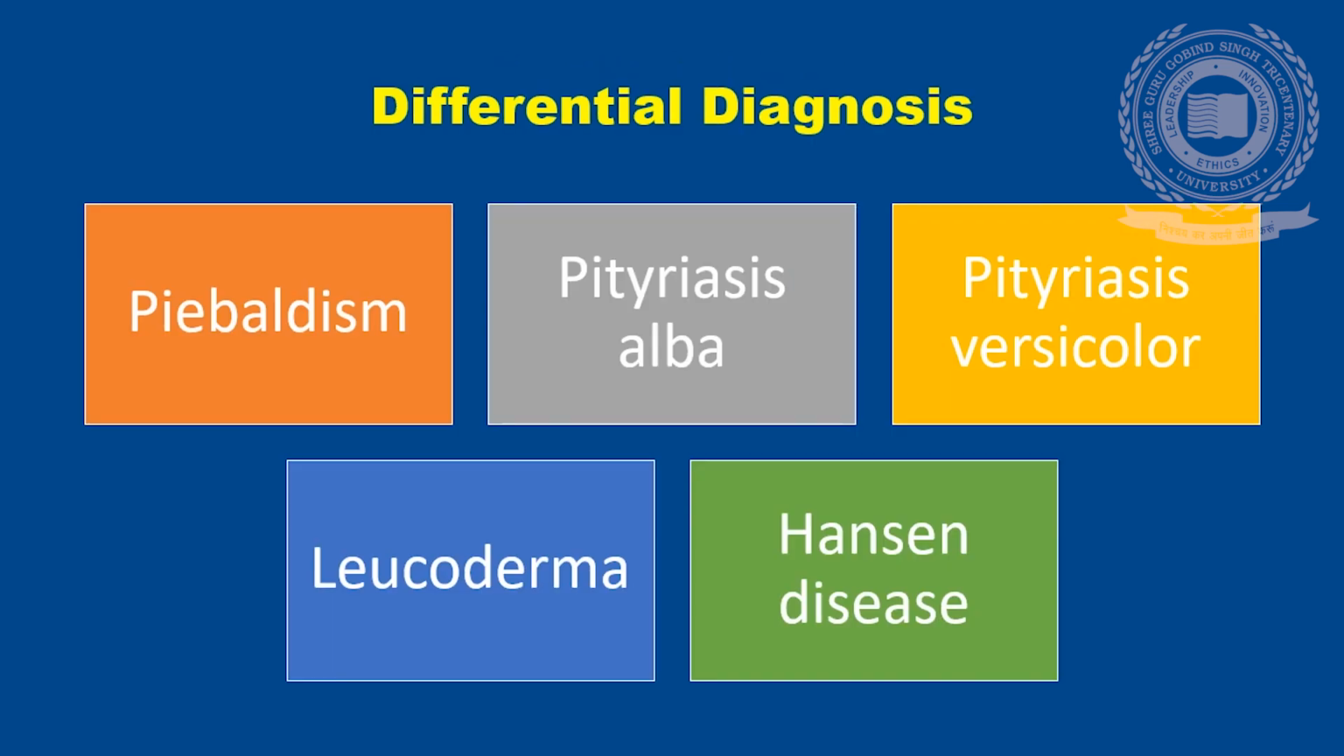Now coming to the differential diagnosis of vitiligo. The various disorders that can simulate a vitiligo include piebaldism, pityriasis alba, pityriasis versicolor, leucoderma, or Hansen's disease, also known as leprosy. The aim of treatment in vitiligo is to induce repigmentation starting from the hair follicles.